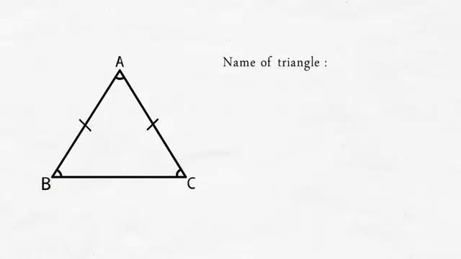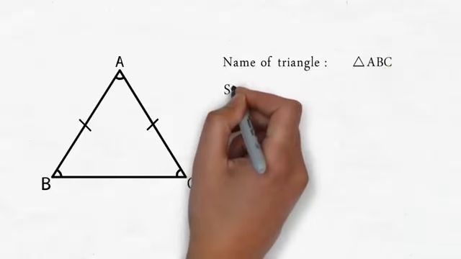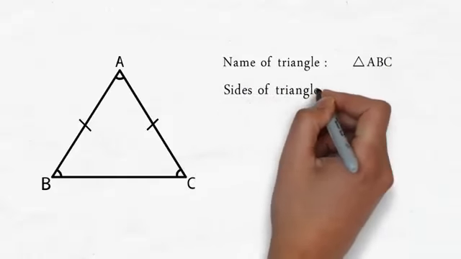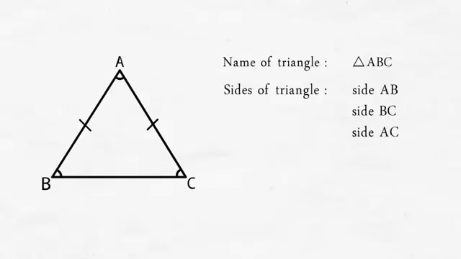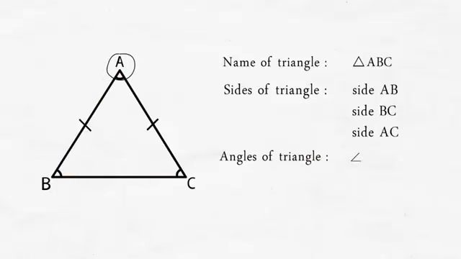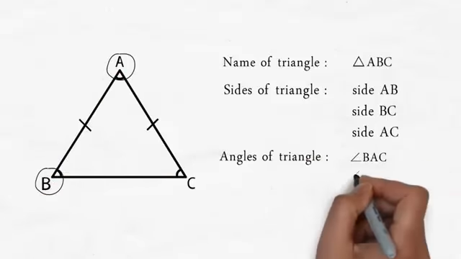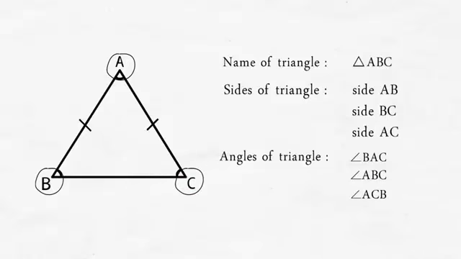Here, name of the triangle, triangle ABC. Sides of the triangle, side AB, side BC, side AC. Angles of the triangle, angle BAC, angle ABC, and angle ACB.